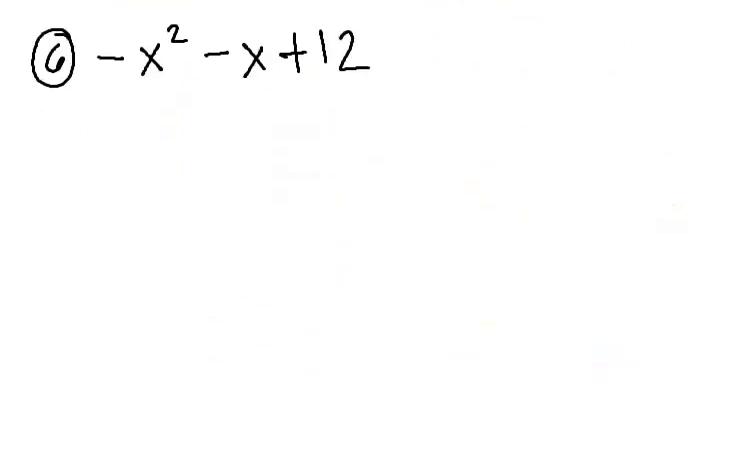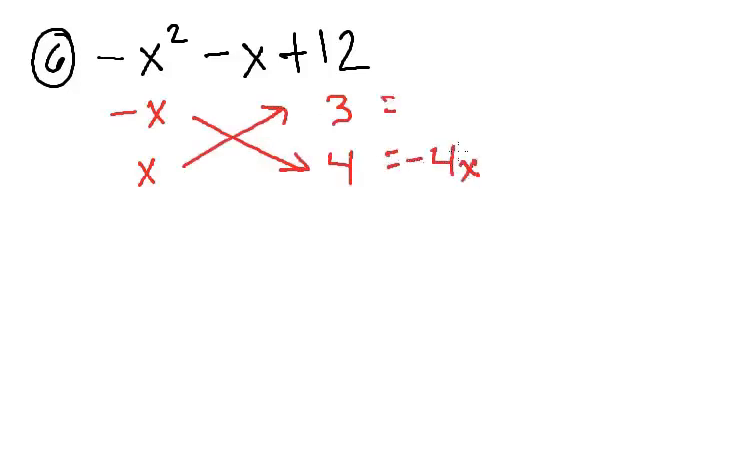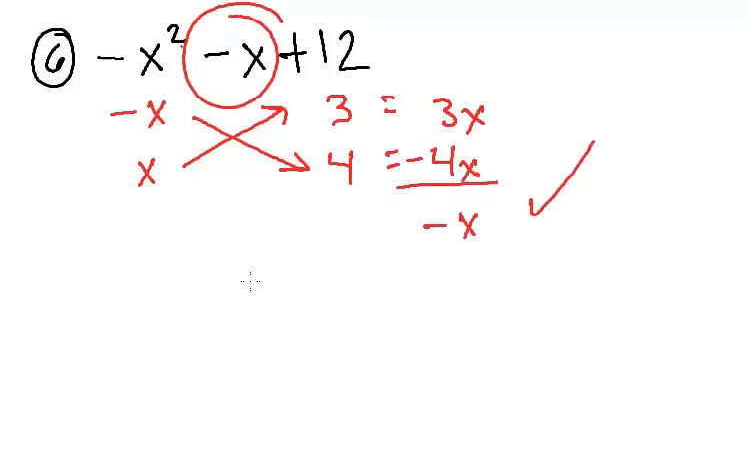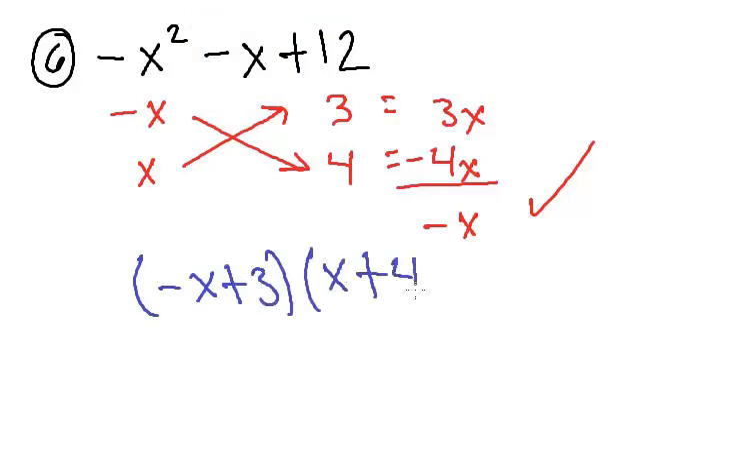Last exercise, but not less important, minus x squared. The only way to get a minus x squared is minus x times x, or x times minus x. Same thing, but in different order. How do you get 12? Well, 12 is 3 times 4. So I cross multiply, and I will get the following answers: minus 4x and 3x. 3x minus 4x is negative 1x, which is the middle term. So yeah, the answer for this exercise will be minus x plus 3 times x plus 4. And that's how you solve this type of exercises.